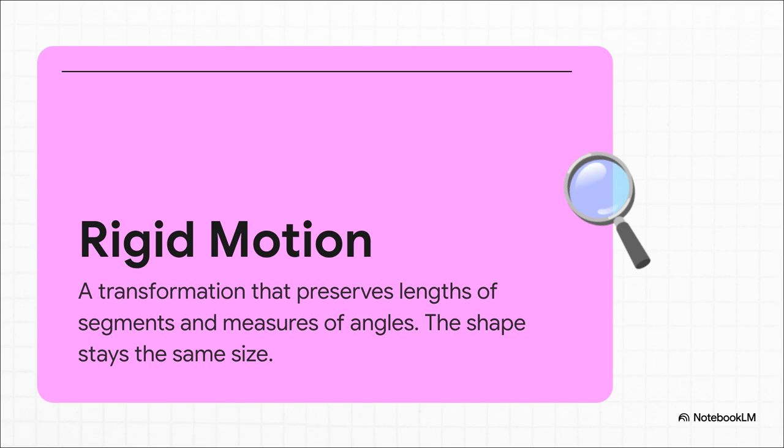So the absolute number one term you have to know is rigid motion. You see the official definition here. It's a transformation that preserves the lengths of segments and the measures of angles. Okay, so what does that actually mean? In simple terms, it means the shape can move around, but it doesn't stretch, shrink, or change size at all. It stays, well, rigid. That's the key.